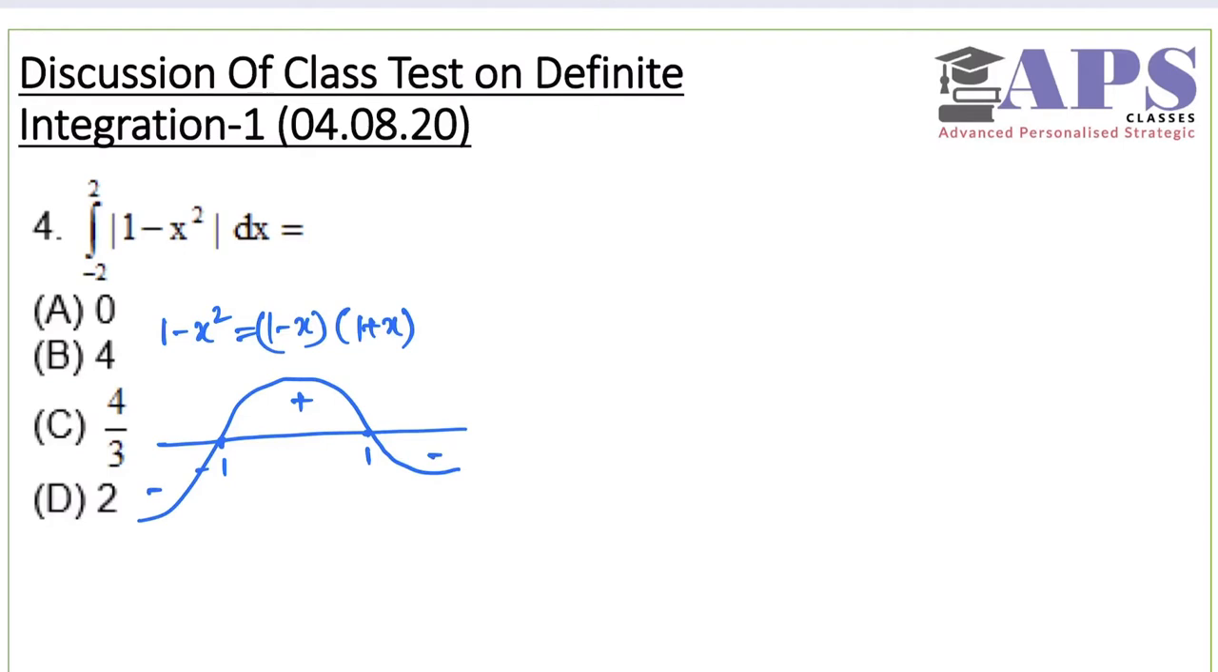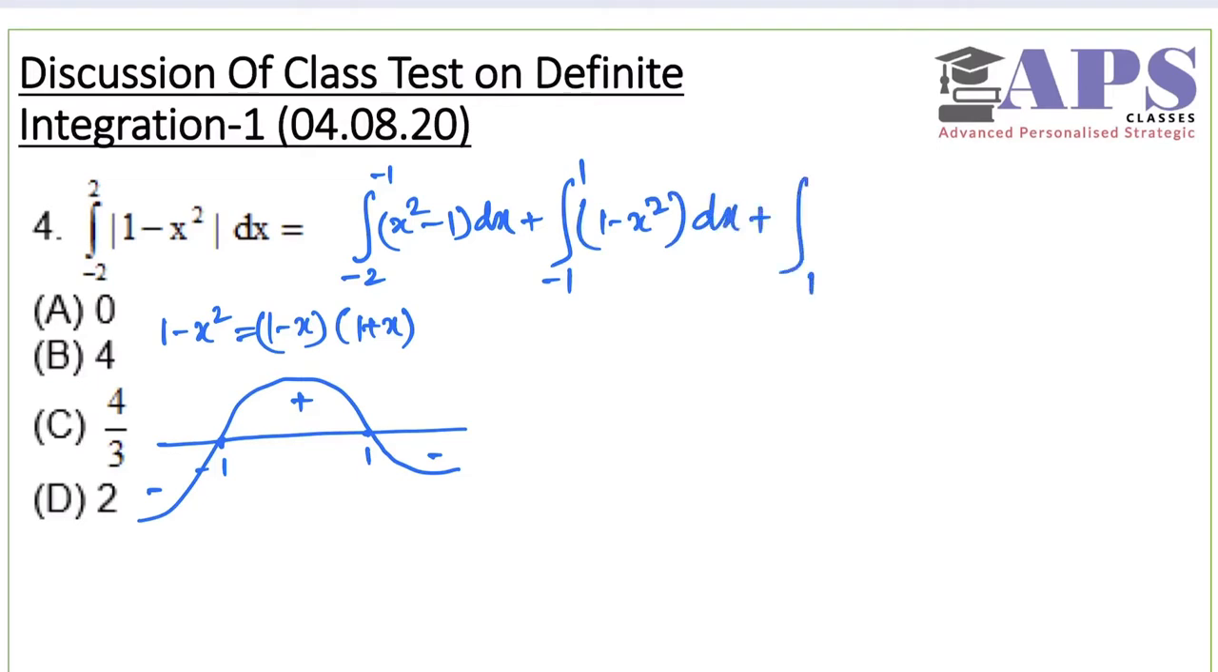So by looking at that, we can divide our integration into some parts, that is minus 2 to minus 1, where this is negative, so it will give x square minus 1 dx, and then plus minus 1 to plus 1, which is positive, so 1 minus x square it will give, and then dx, plus integration 1 to 2, here it is negative again, so it will give x square minus 1 dx. Okay, so now we can integrate it, and we simply get the answer.